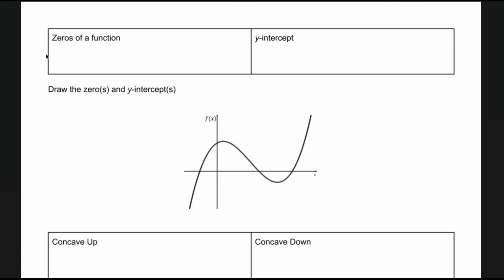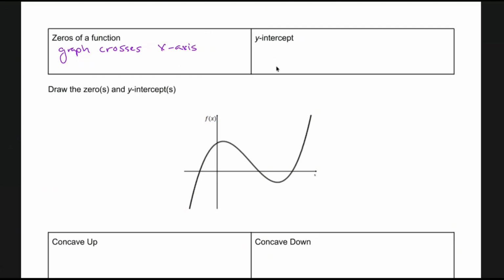What are the zeros of a function? Well, the zeros of a function is where my graph crosses the x-axis. And in a function, it could happen once, it could happen never, and it could happen multiple times. If you're looking down here, you're going to see it happen multiple times.